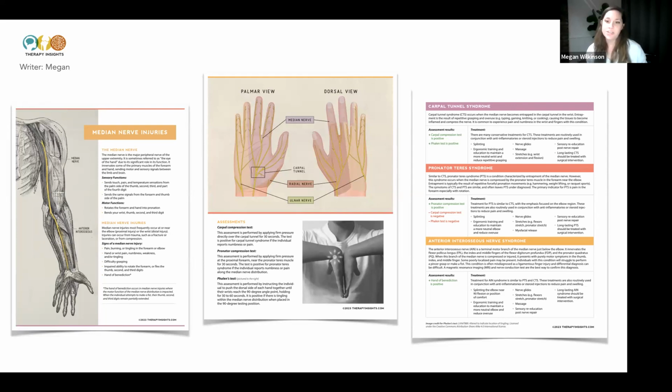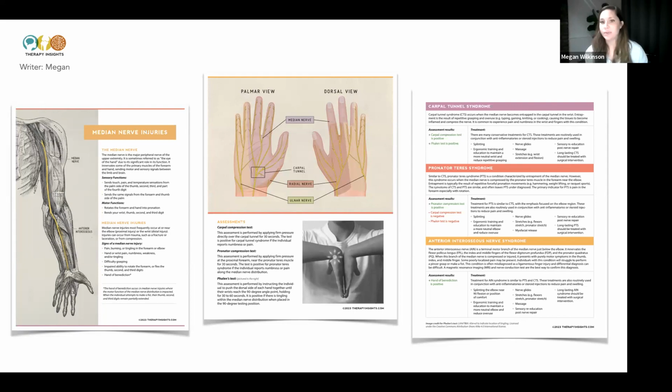And then on the last page, it goes into common median nerve injuries: carpal tunnel syndrome, pronator teres syndrome, and anterior interosseous nerve syndrome. Underneath each syndrome, it talks about what is actually happening with each specific injury, the location, and the types of injuries that happen. And then to the left, it talks about what you're going to see for assessment results for each type of syndrome.